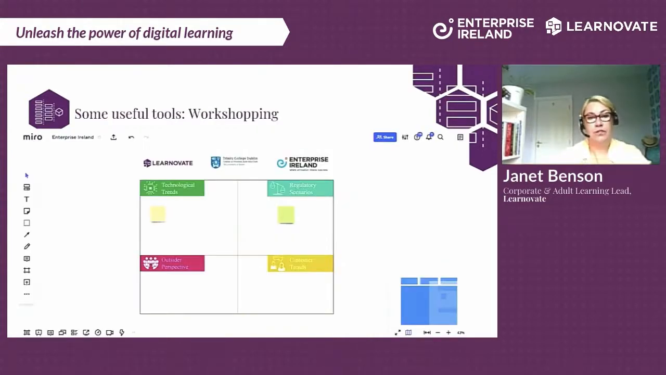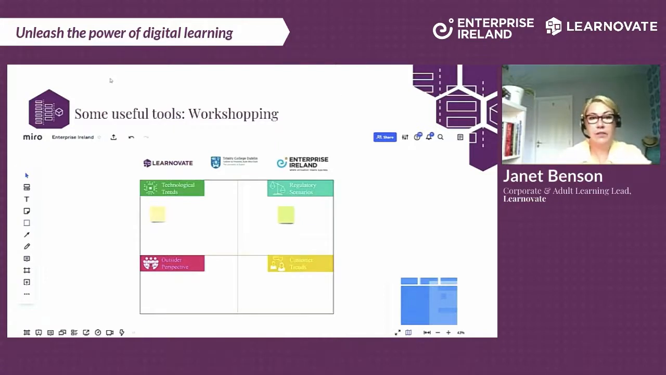So I wanted to just show you one of the tools that we've been using at Learnovate. As I mentioned, I'm part of the innovation services team, and we do a lot of workshopping. And due to the current situation, we've obviously had to do a lot of that workshopping online. So we tried a couple of tools such as Miro and Mural, and we just went with Miro because it was the one that worked best for our needs.